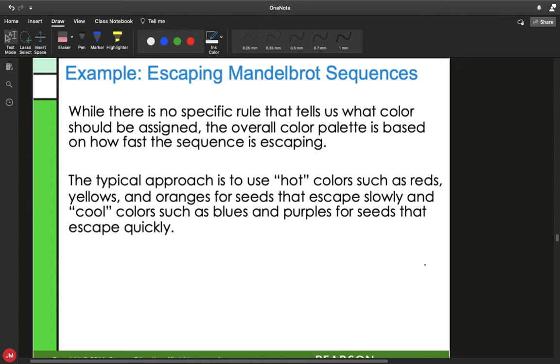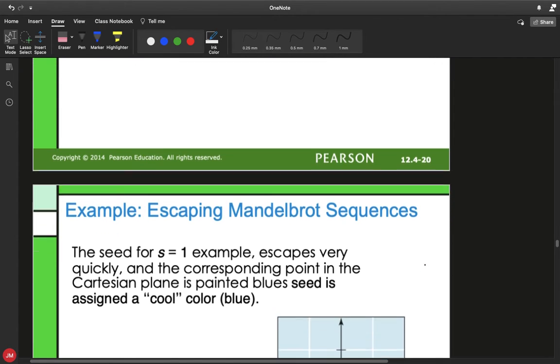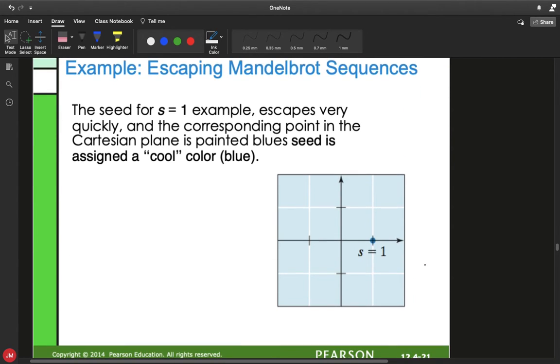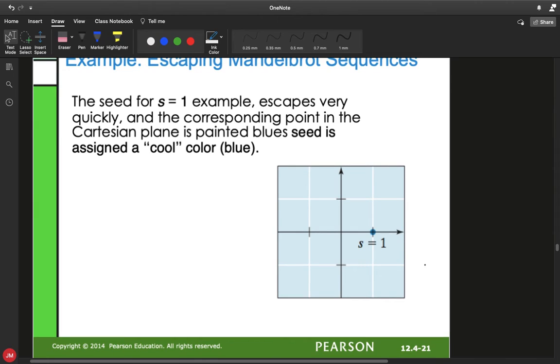And so again, if we wanted to continue doing this, we could continue doing it by hand or even with a computer and calculator to help us out, and we would just label each of the points based on how fast it was escaping. So again, for our seed of S equals 1, it was escaping, if you remember. It was escaping pretty quickly, and so we would probably use a cool color like blue in order to label that point.